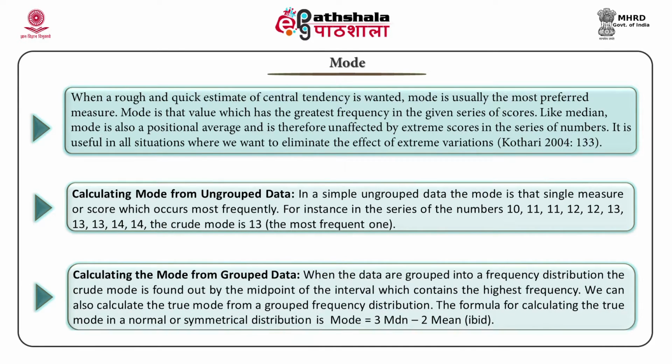When the data are grouped into a frequency distribution, the crude mode is found out by the midpoint of the interval which contains the highest frequency. We can also calculate the true mode from a grouped frequency distribution. The formula for calculating the true mode in a normal or symmetrical distribution is 3 median minus 2 mean.